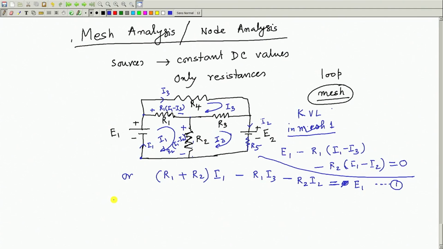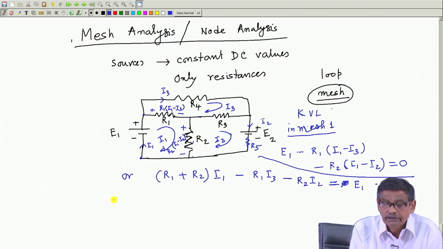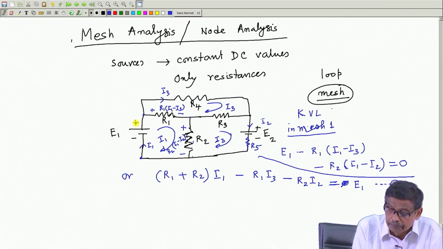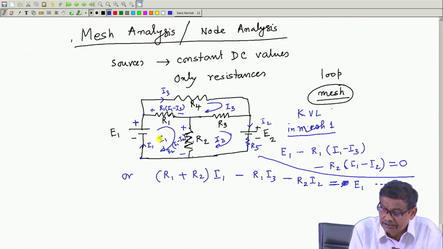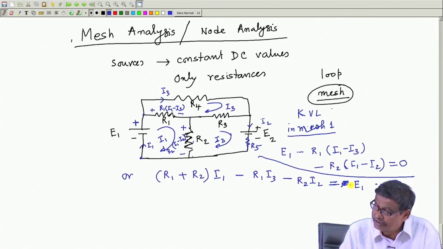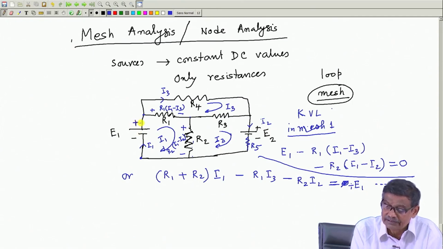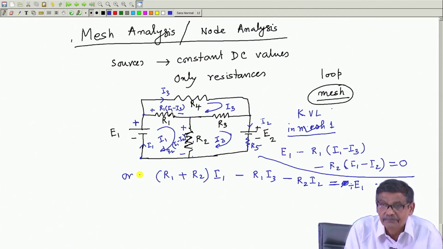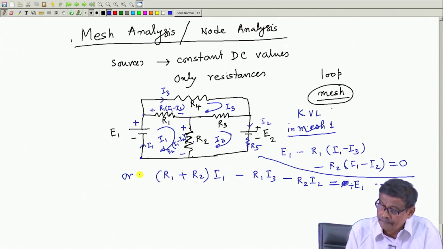Yes, there is a source E 1 and its positive polarity is such that it helps I 1 to circulate in the direction I have assumed. Current comes out from the positive end of a battery in general. Therefore, that is why it is plus E 1. Why plus E 1? Because plus of this battery is in the same sense as that of the I 1 current sense.